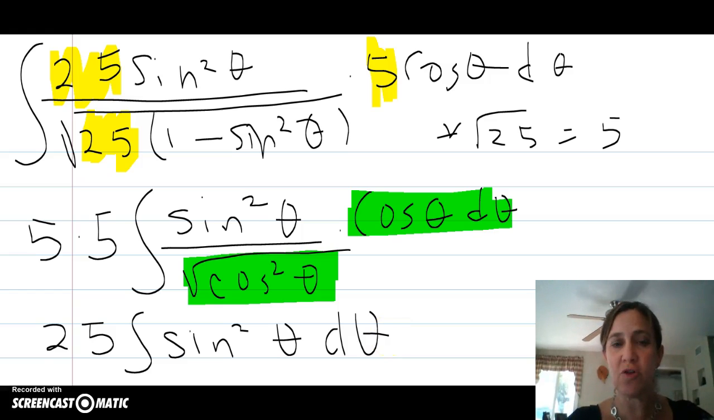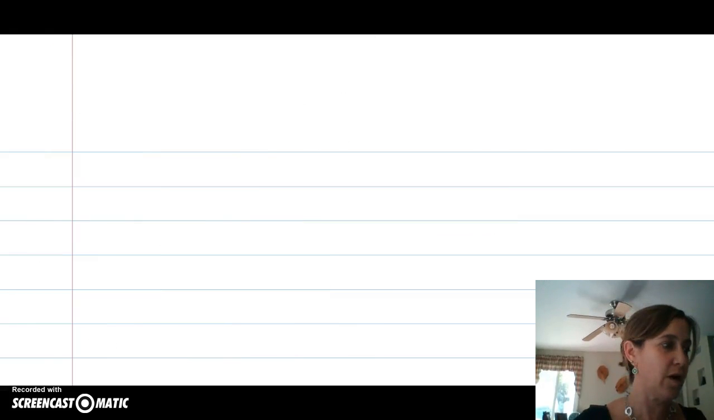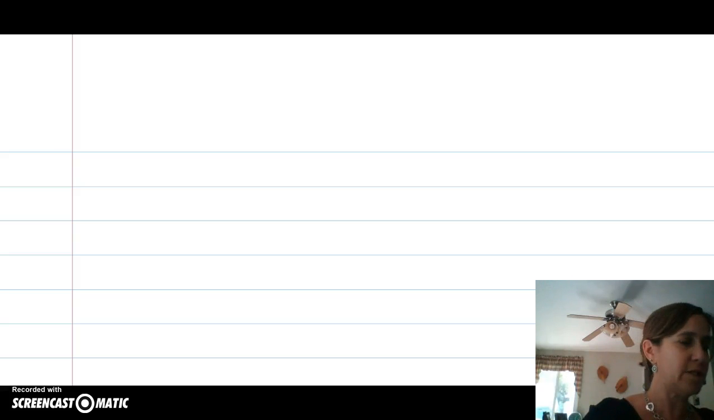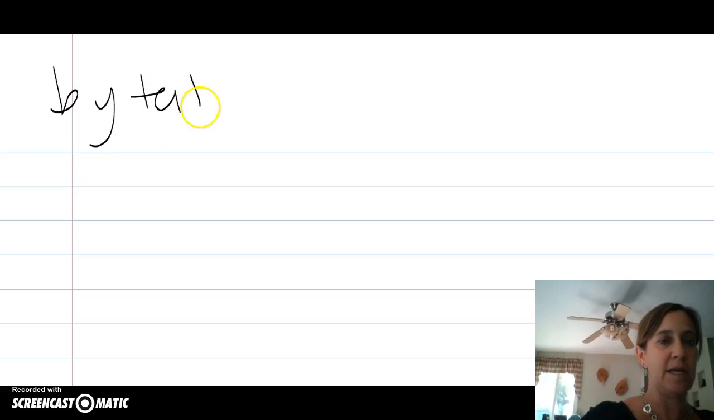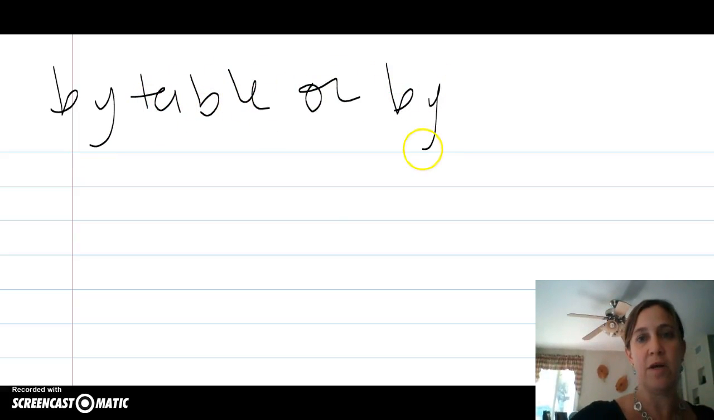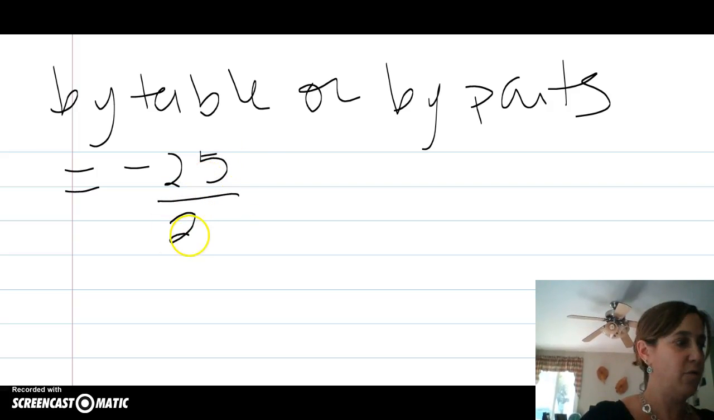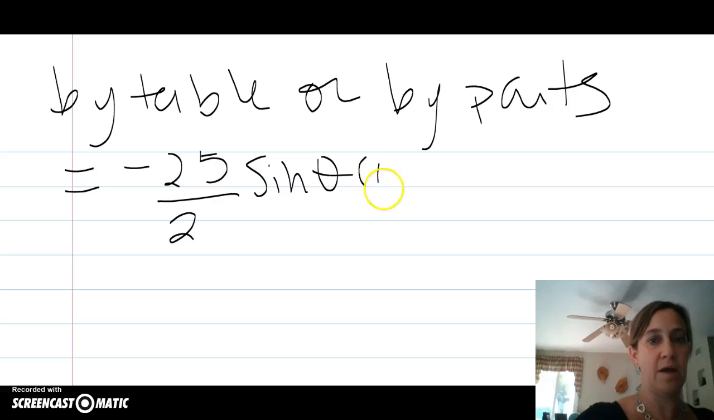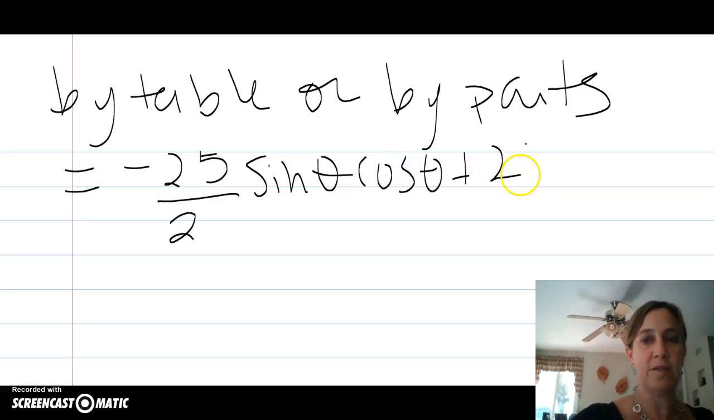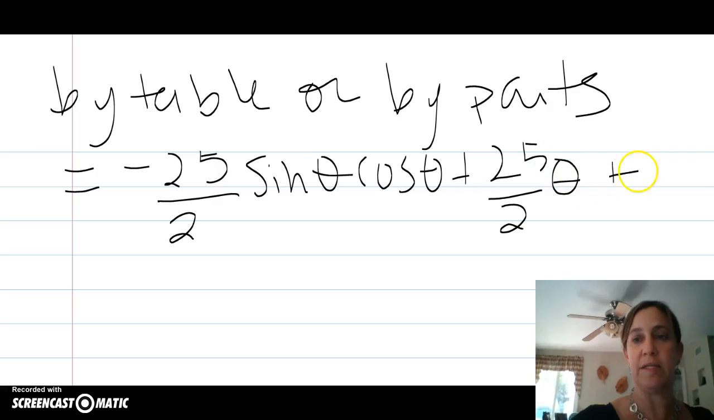So doing this trig substitution, although I need a few trig identities on the way, actually allows my integrand to become simpler. Now I can integrate in terms of theta. When you integrate in terms of theta, you have two options here. You can look on the table and figure out what the formula is for the integral of sine squared, or you can do it by parts. In either case, I'll let you verify that on your own. When you do that integral, you should end up with negative 25 over 2 sine theta cosine theta plus 25 over 2 theta plus c.